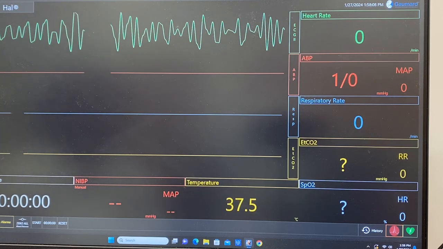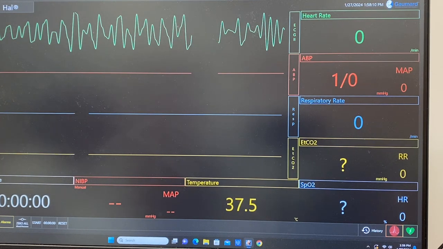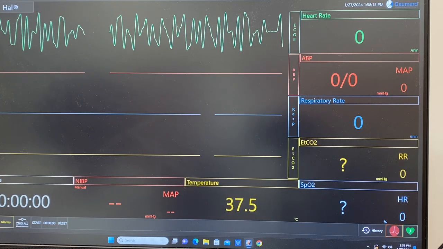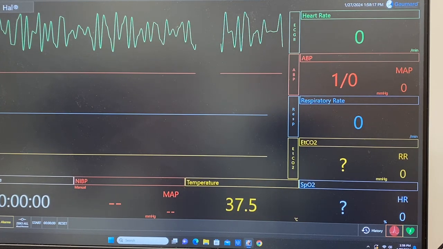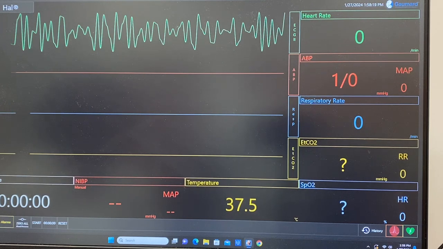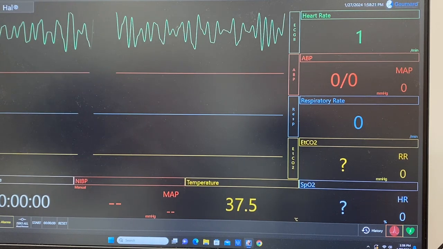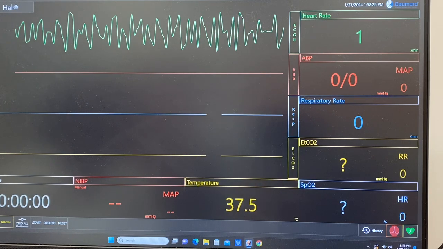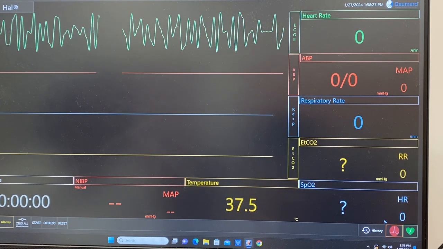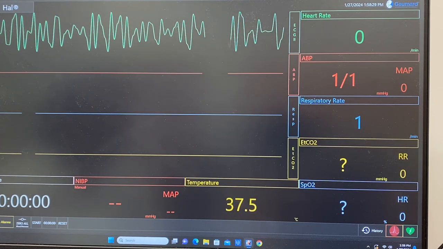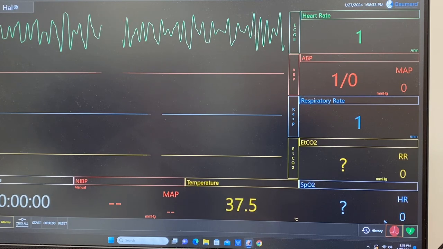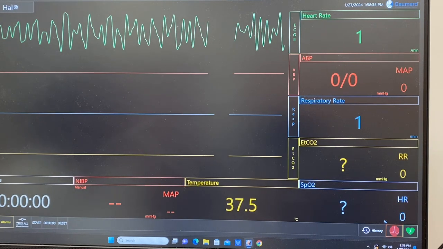So if we were to go through the steps, what's the rhythm? It's irregular, very irregular. Can you even count the rate? No, there's no rate. Therefore, can you see any P's or Q's or S's? No P's, no Q's. There's nothing.